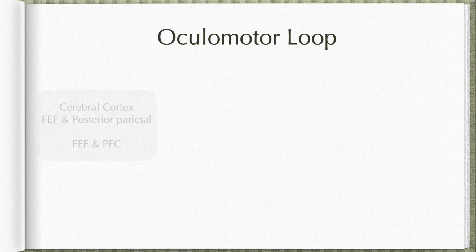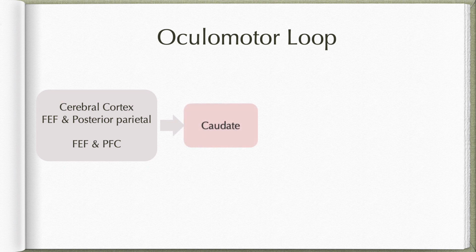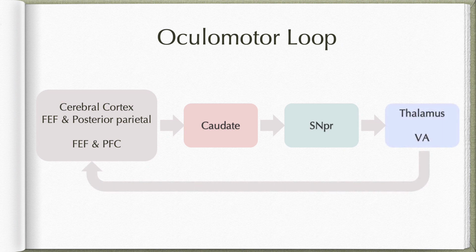Now coming to the oculomotor loop, the frontal eye field and the posterior parietal cortex, which will be basically the parietal eye field, they will project to caudate nucleus. Caudate nucleus in turn will project to substantia nigra pars reticulata, which is again an output nucleus. This will project to the thalamus, the ventral anterior part of the thalamus, which will project back to frontal eye field and prefrontal cortex. But when this is happening, substantia nigra pars reticulata is again continuously sending inhibitory output to the superior colliculus in the midbrain.